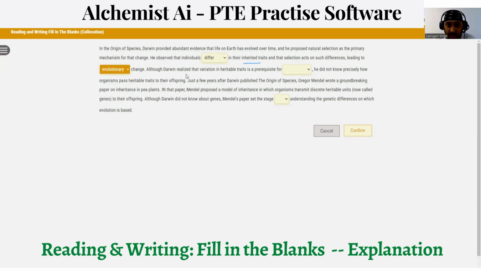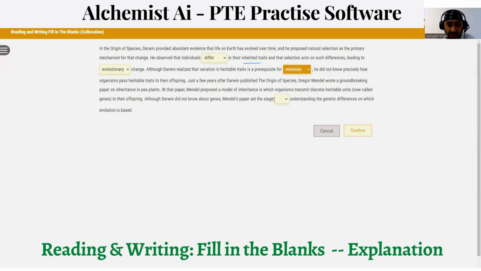Although Darwin realized that variation in heritable traits is a prerequisite for dash, he did not know precisely how organisms pass heritable traits to their offspring. Okay, it is a prerequisite for what? Growth, developing, helping, no. By the sense of the question, I would go with the word evolution. Okay, that this is a prerequisite for evolution.